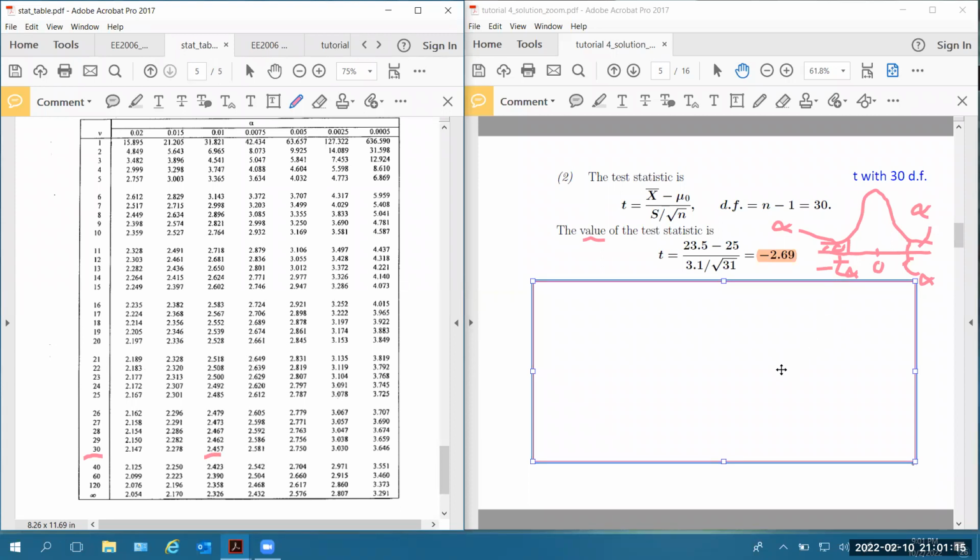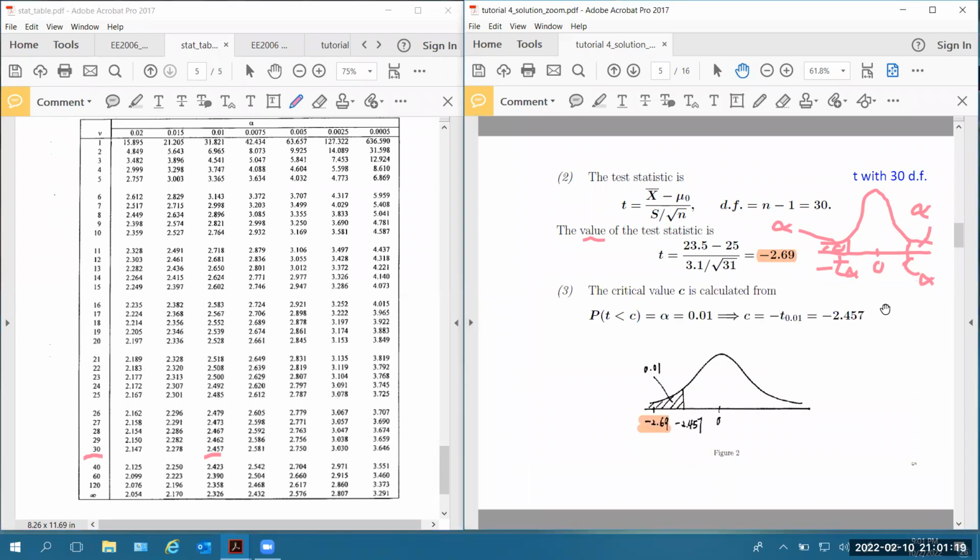Our critical value is going to be minus t subscript 0.01. So it's like that, and this is our critical value here. Then we see the value of the test statistic, minus 2.69. Okay, class, here we need to be careful when you put down the minus 2.69. So actually it's on this side.